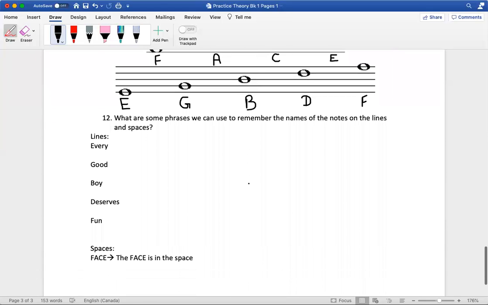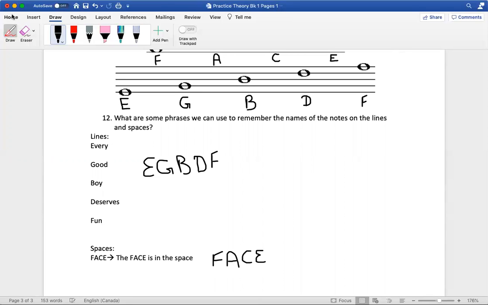Then we talked about the phrases we could use to remember the names of the notes. E for every, G for good, B for boy, D for deserves, and F for fun, so that we have our notes on the line, which are E, G, B, D, and F. And then we had our faces in the space, for our notes in the space, which are F, A, C, and E.